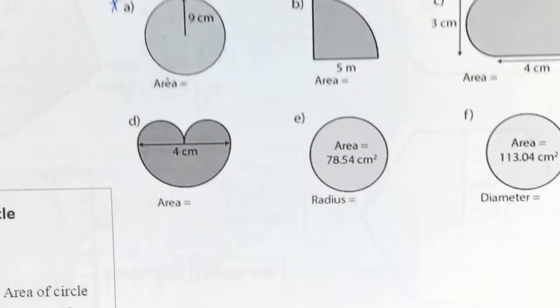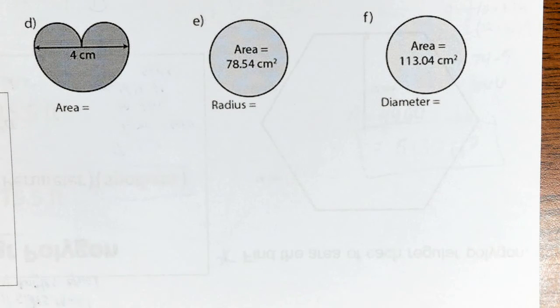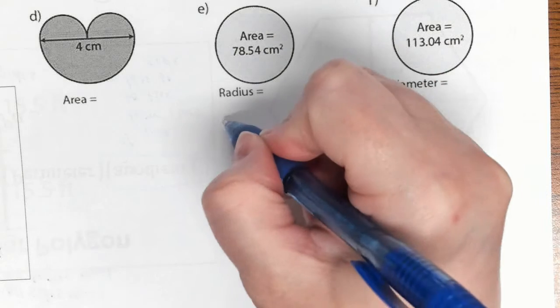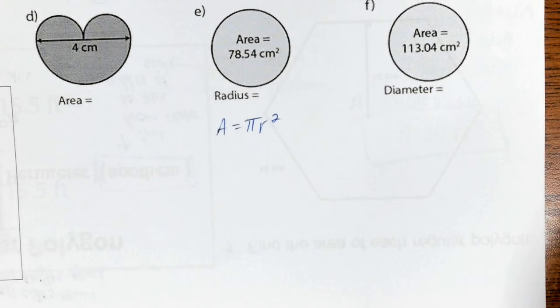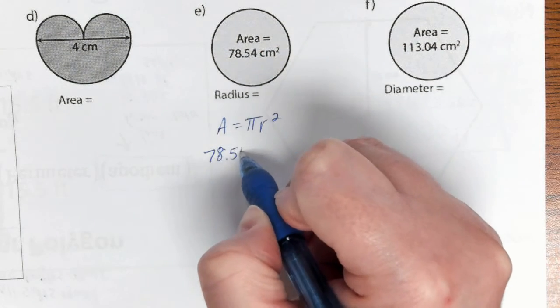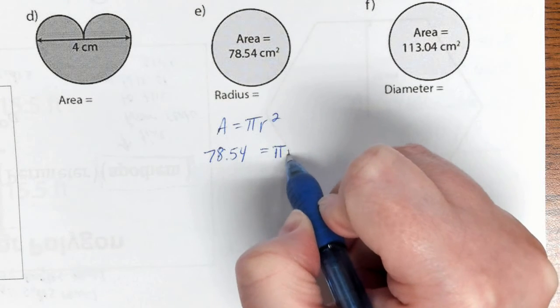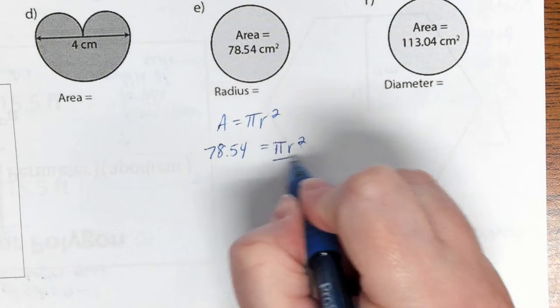But I'm going to do one where you have to work backwards. So look at E and F. See how they don't give you the diameter or the radius, they give you the actual area? So what you have to do is work backwards. In this case, we know that the formula is pi r squared. That's what we just talked about. But they tell us the area is 78.54. And that's pi r squared. Okay? So if we're trying to find the radius, we need to get r alone. It's being multiplied by pi right now, so we have to divide by pi.